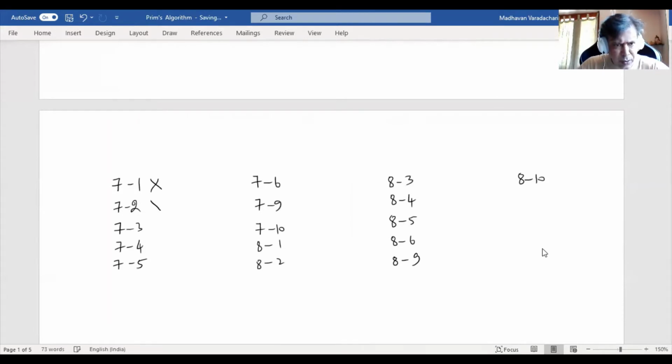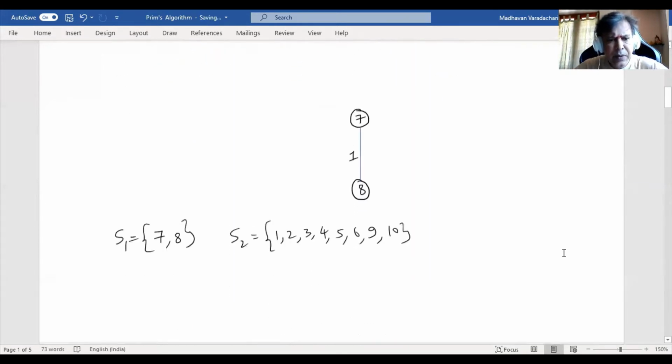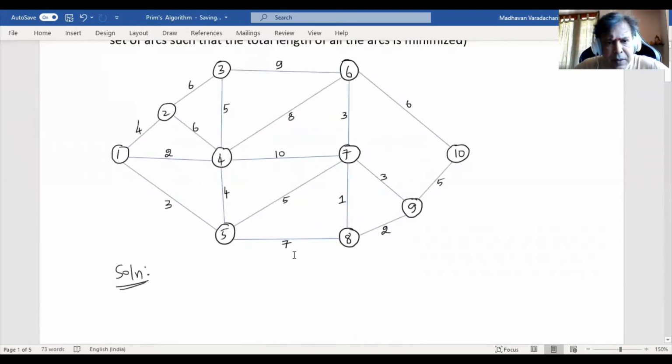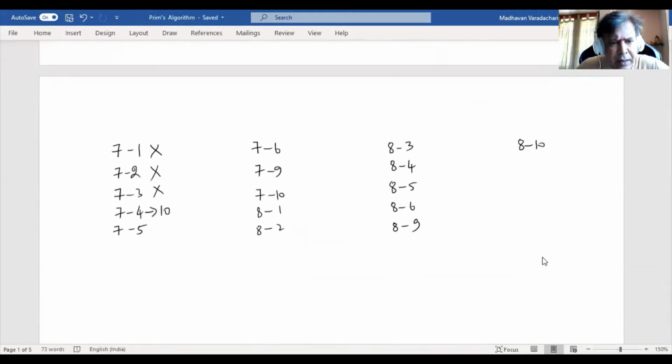Similarly, 7 to 2, there is no such arc. 7 to 3, there is no such arc. 7 to 4, there is an arc connecting, and the distance is 10. Similarly, 7 to 5, yes, there is an arc connecting it, which has a distance of 5. So let me write 5 there.